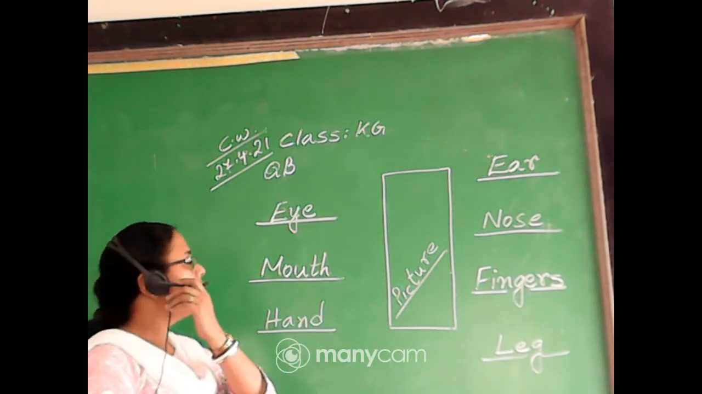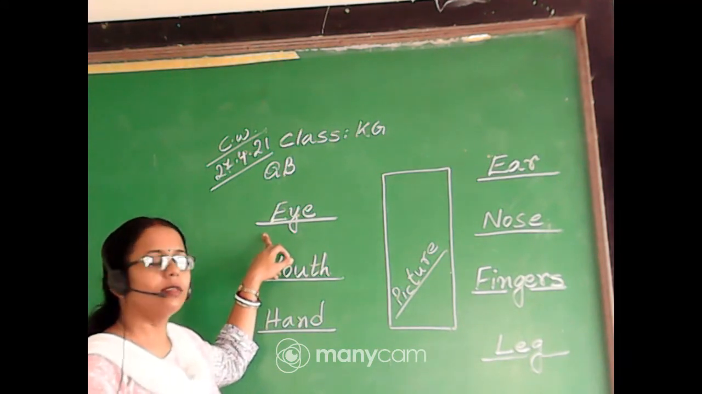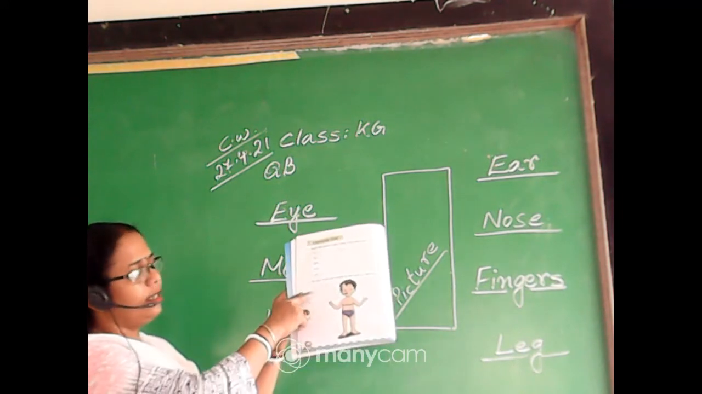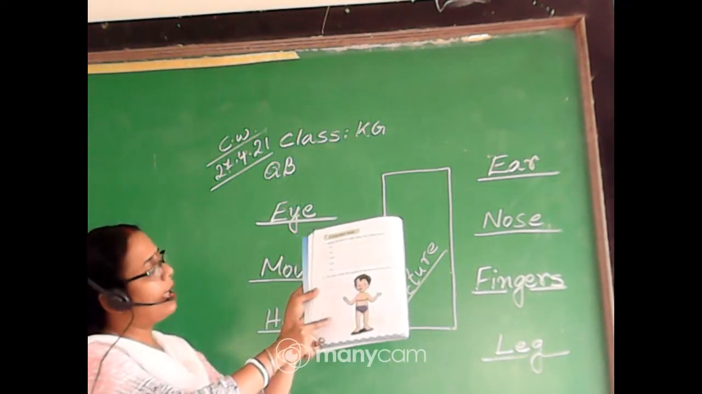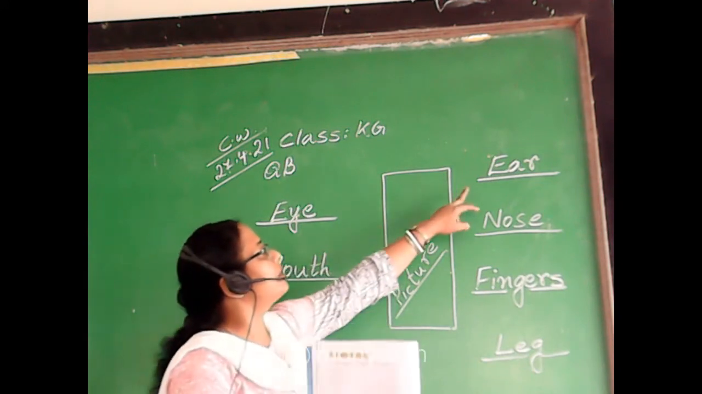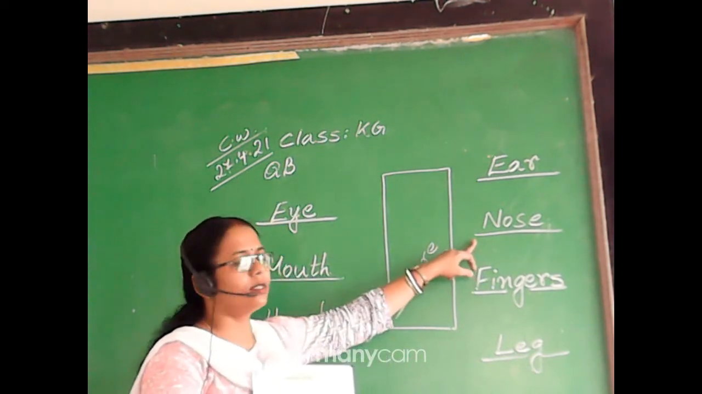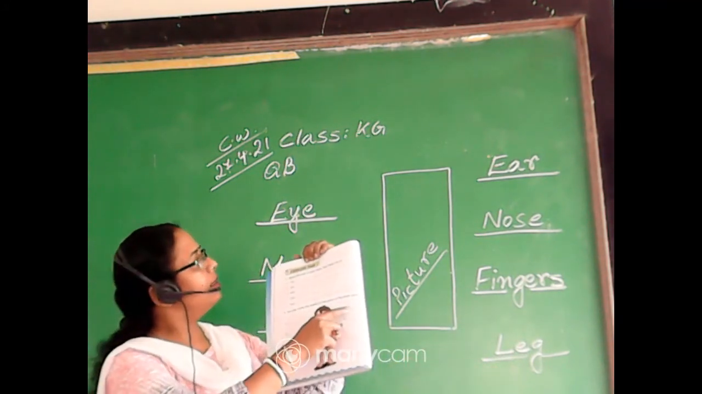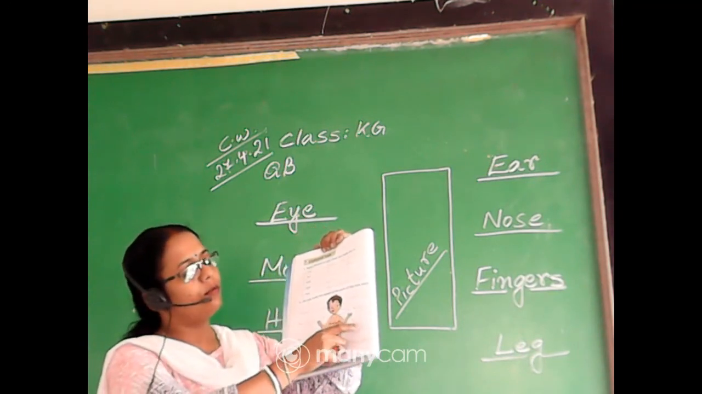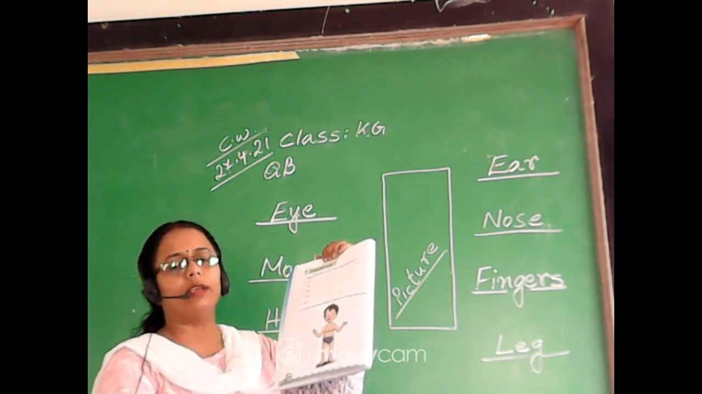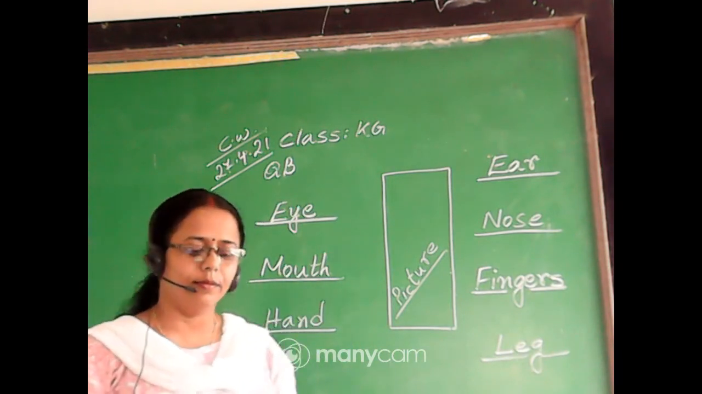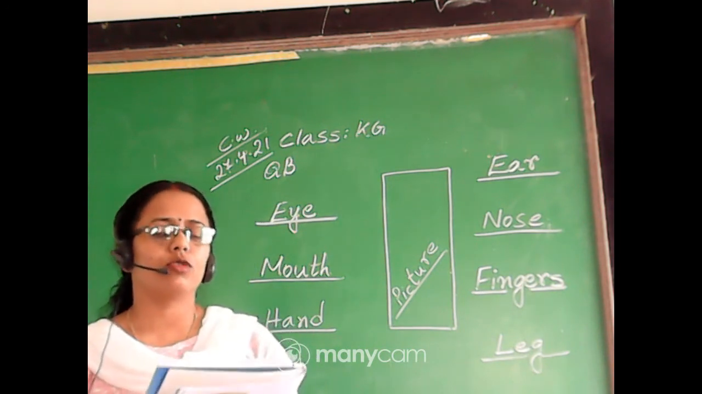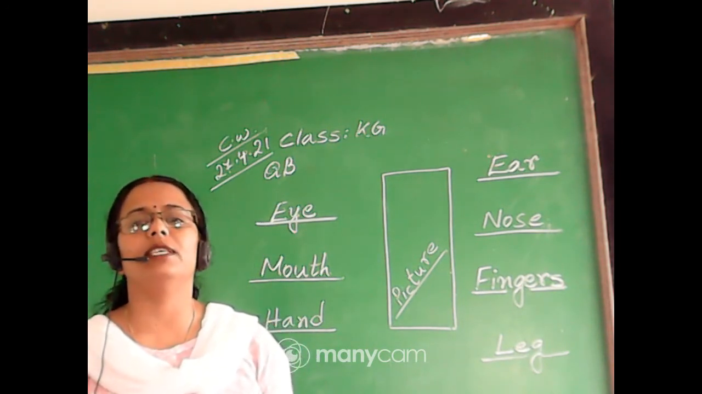Okay, so here comes eye, mouth, hand. Next comes ear, nose, fingers, leg. Okay, so everyone write down. As soon as you complete this part, please write down yes ma'am, so that I can go for question number C.